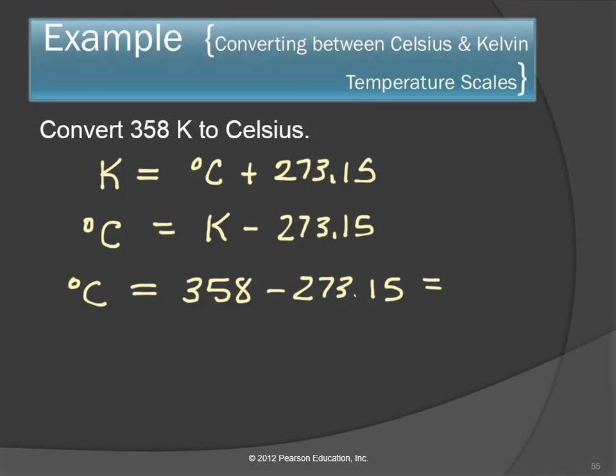Forgot to get my calculator out. So the calculator is going to show us 84.85. Take the 5 into an 8. And the unit there would be degrees Celsius.